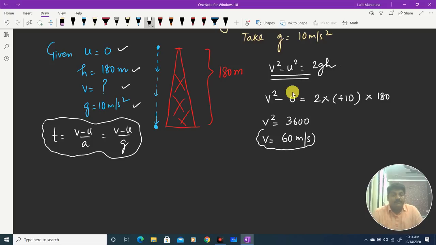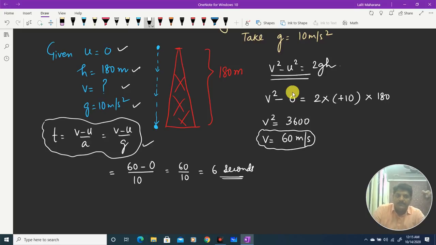Now this value can be used to find out the value of time. So t is equal to v minus u by g. So this would be v is 60 minus u is 0, by g is 10. So 60 by 10 we get 6 seconds. The time taken for the particle to reach the ground is equal to 6 seconds. The final velocity with which the body is going to hit the ground would be 60 meter per second. So this is question number 2.